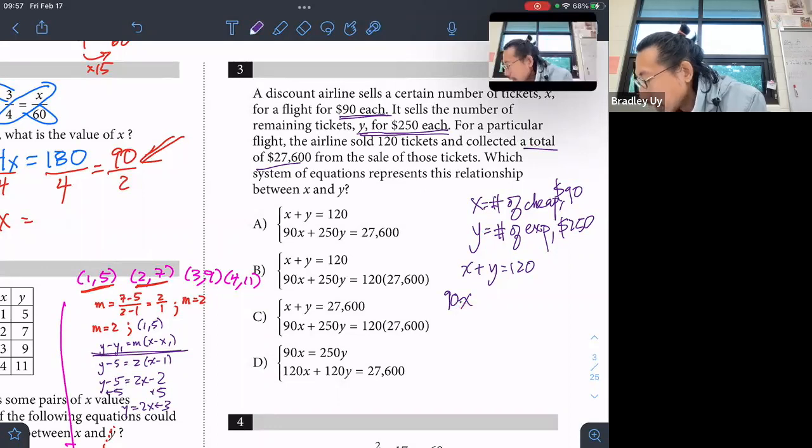But that's not the only way we can make money. We can also make money from selling the more expensive tickets. And that's how much money we would get in by selling a Y number of expensive tickets. If you sold one, you get $250. If you sold two, you'd get 500. And the total amount of money we brought in was 27,600. And this leaves the correct answer of A.